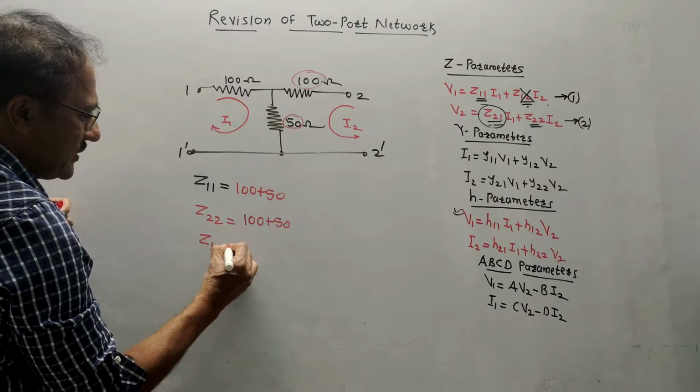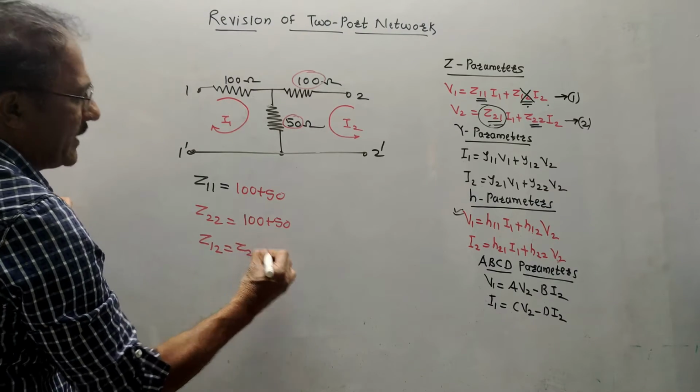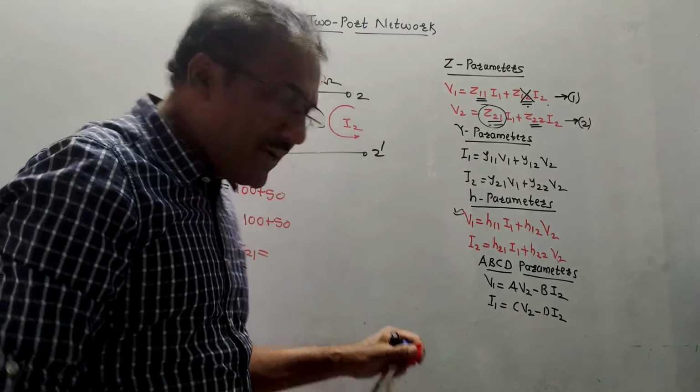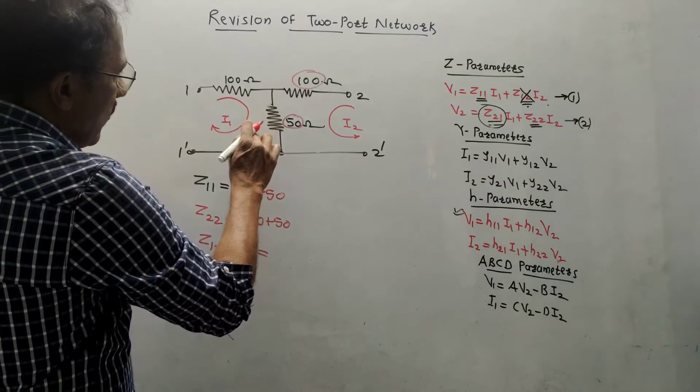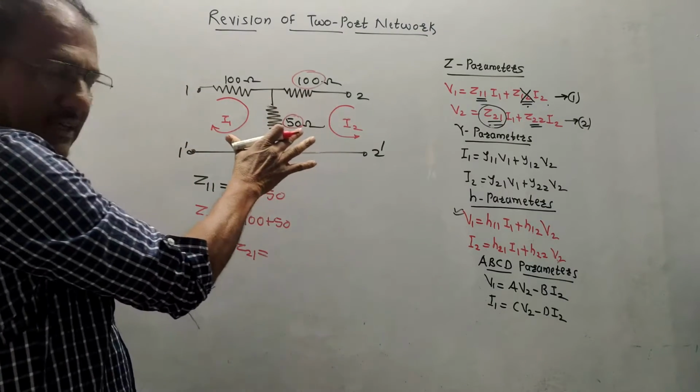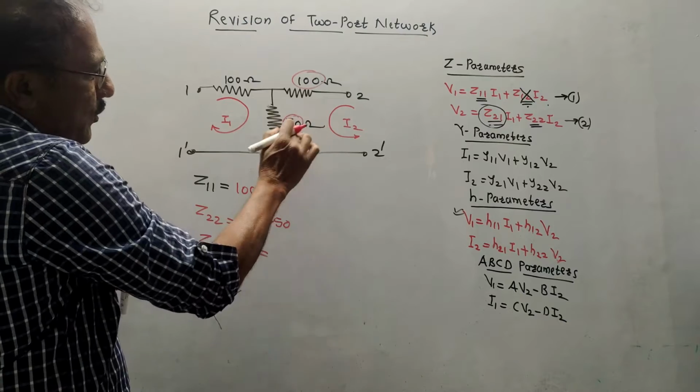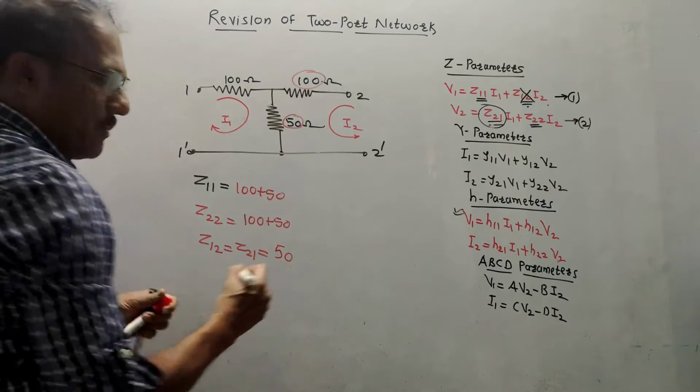And the last calculation, Z12 is equal to Z21, is equal to the common impedance connected between 1 and 2. So what is the common thing between loop 1 and loop 2? It is 50 ohm. So the answer is 50 ohm.